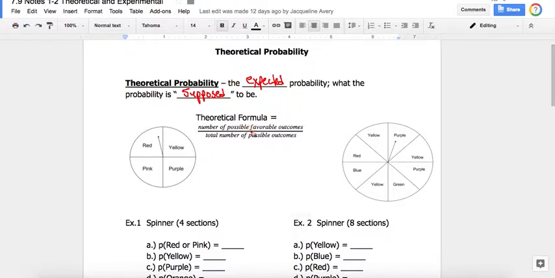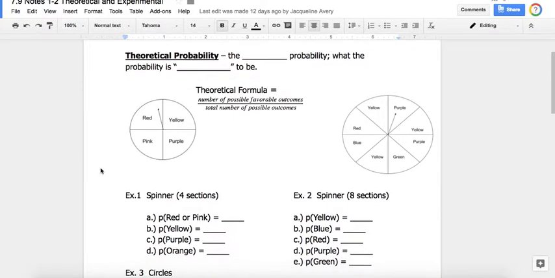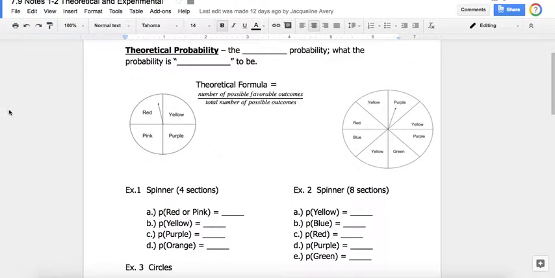Okay, and here's the theoretical formula. The number of possible favorable outcomes divided by the total number of possible outcomes. So let's take a look at example 1. We have a spinner with 4 sections, and the 4 sections are red, yellow, pink, and purple. And now we need to answer the 4 questions below.